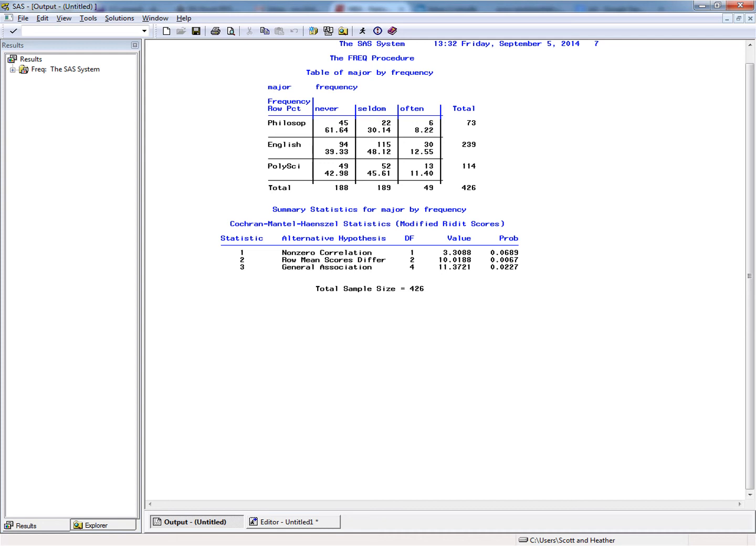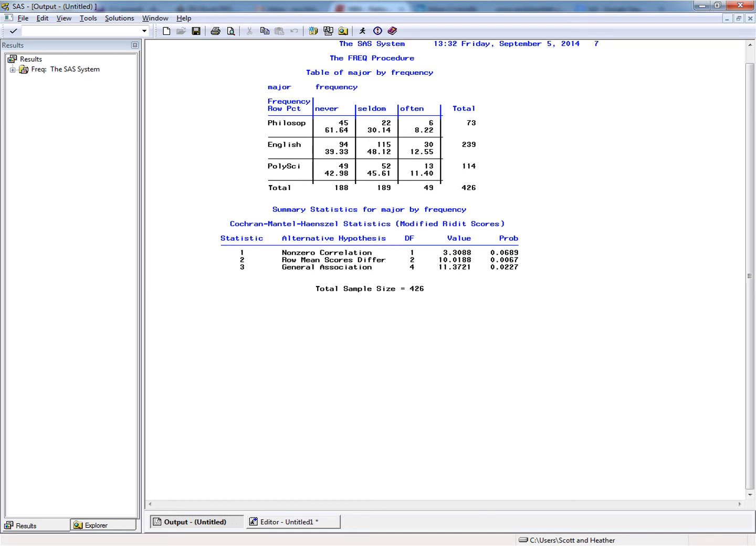And so here it is, right? So there's my table. And there's my test statistic. So my test statistic for the row mean score test is 10.0188. Its p-value is 0.0067. That's less than 0.05. So I would say that, right, I would reject the null hypothesis. At least 2 majors have a different mean amount of reading the newspaper.